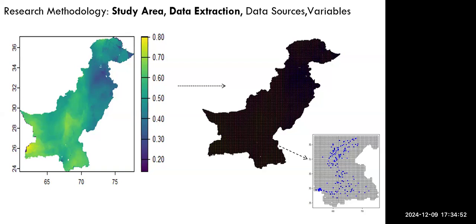And why did I choose Pakistan? Pakistan had the highest average stunting rate in 2019, even higher than Afghanistan. So that's why I have chosen Pakistan when it comes to studying this issue in comparison to other countries from Southern Asia.